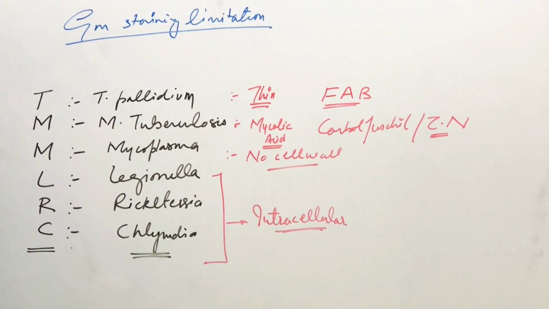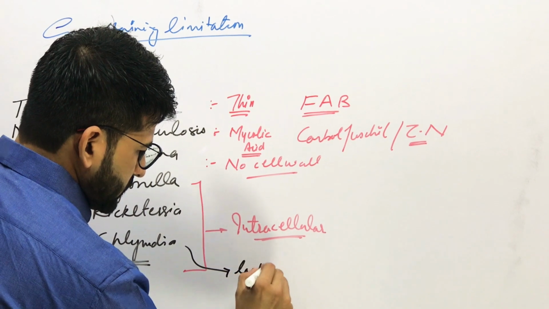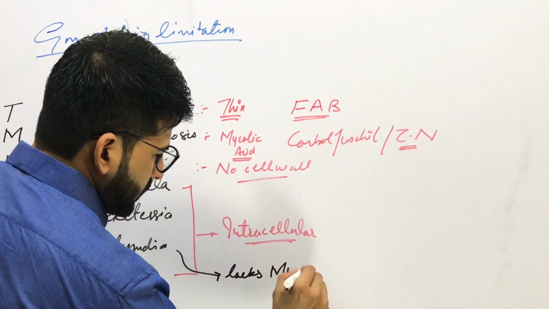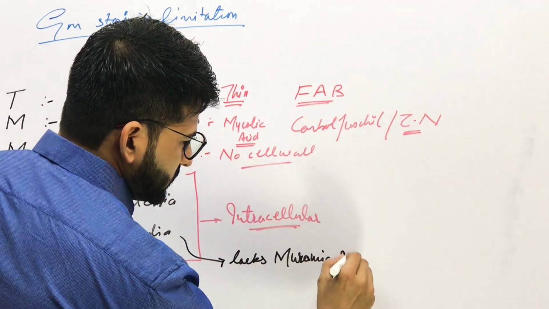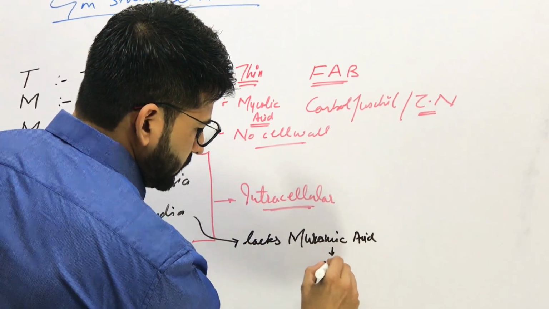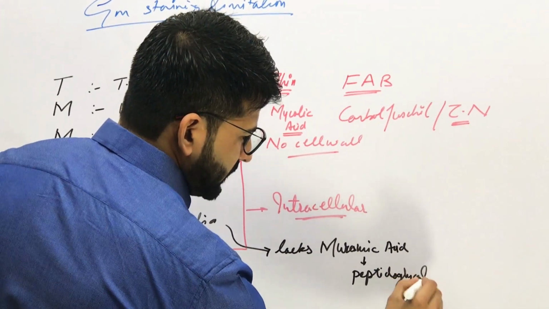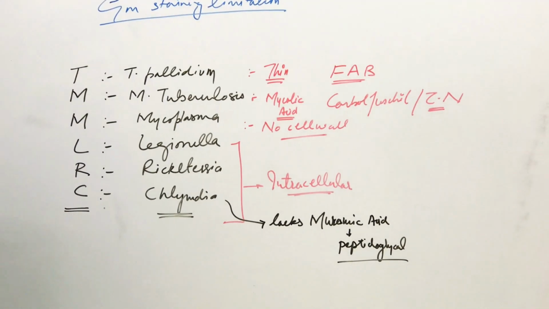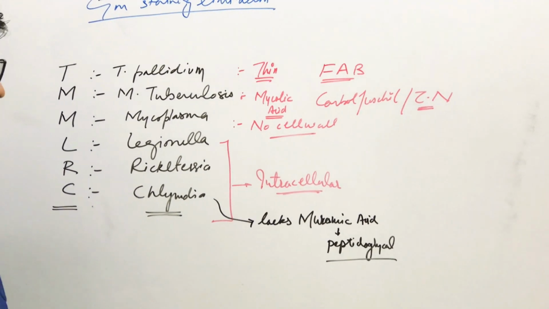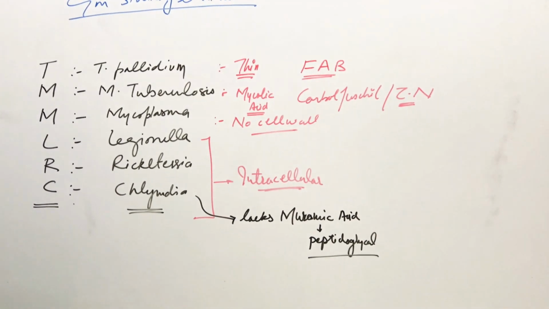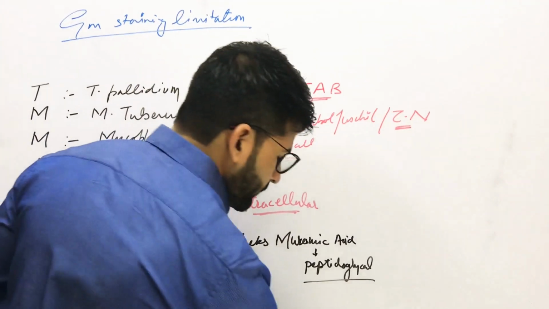Now, one thing you have to remember in Chlamydia is that Chlamydia lacks muramic acid. Muramic acid is responsible for forming the peptidoglycans, which forms the cell wall. So Chlamydia lacks the muramic acid, which is required for making the peptidoglycans, and hence the cell wall is not very well formed in Chlamydia. But the most important reason why it does not stain is it is intracellular.